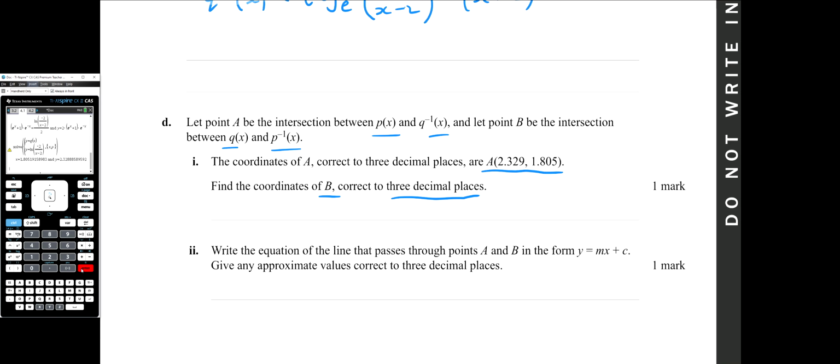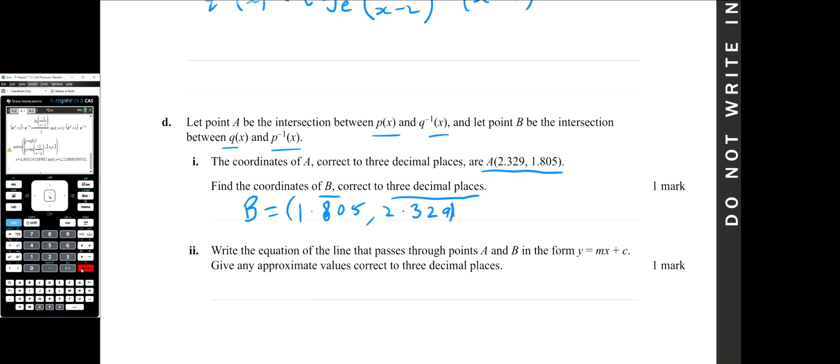So the coordinates of B are 1.805, comma 2.329. And it turns out that that is pretty much just the swap of what point A was. Point A had x and y swapped compared to point B, which makes sense because we're looking at inverses over here. Right, so there we go. That is the coordinates of point B, correct to 3 decimal places. You can either use the calculator to verify that, or use the fact that they're inverses, so it just gets swapped out.